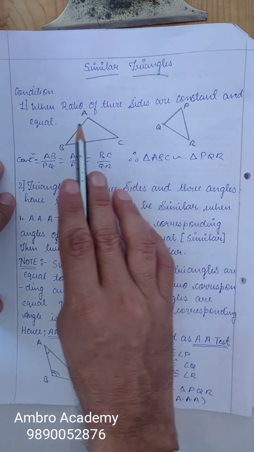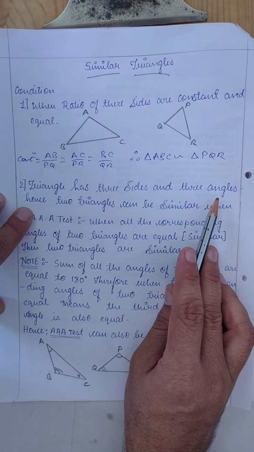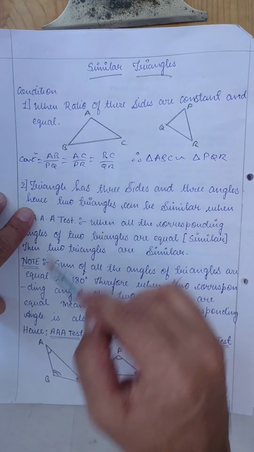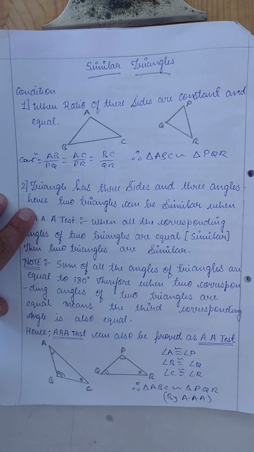The second condition we are going to talk about: a triangle has three sides and three angles. That means if we take any triangle, it has three sides, 1, 2, 3, and three angles, 1, 2, 3. So for triangles to be similar, these conditions need to be satisfied.